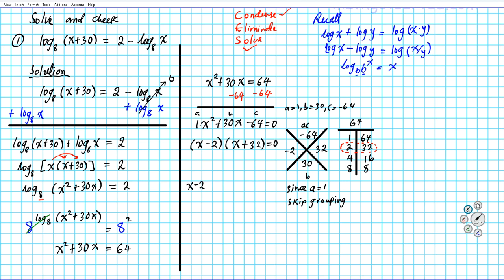You set both factors equal to 0. All right. And then the first one, you add 2 to both sides. You have x equals 2. This one, subtract 32 from both sides. You have x equals negative 32. So these are our potential solutions. So which one is real and which is extraneous? Well, we're going to have to do our check to determine if they're both solutions, if only one is, or if none of them are actually solutions. So let's go ahead and do our check right now.